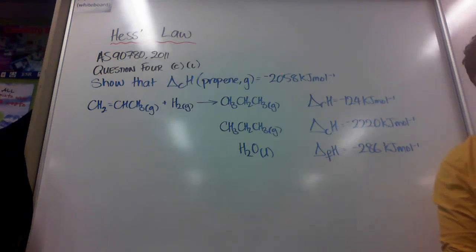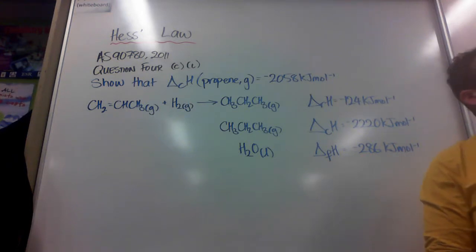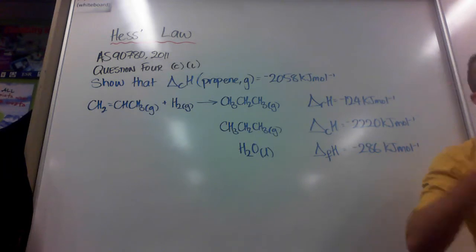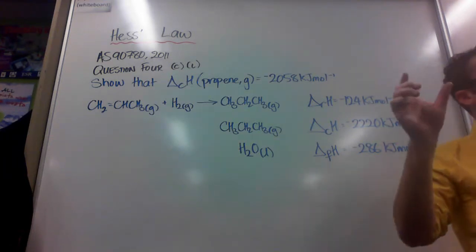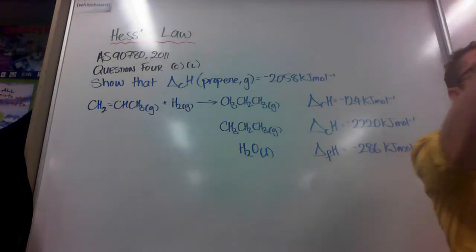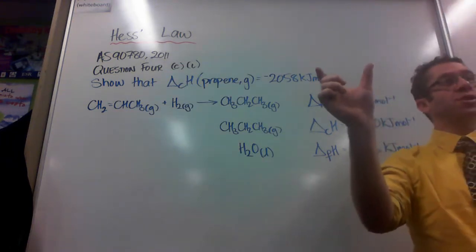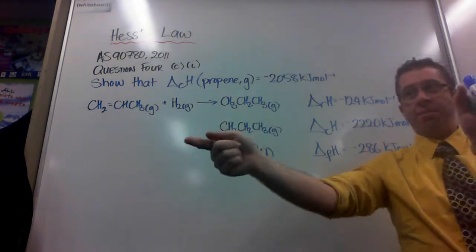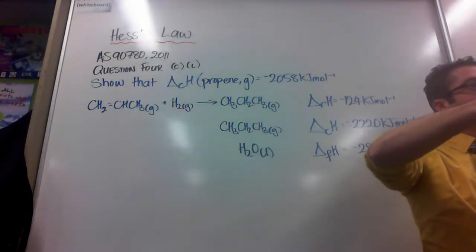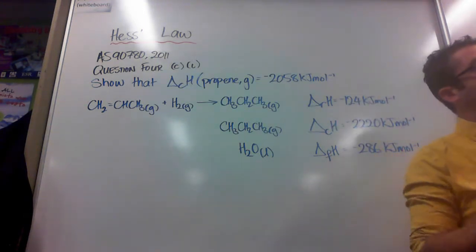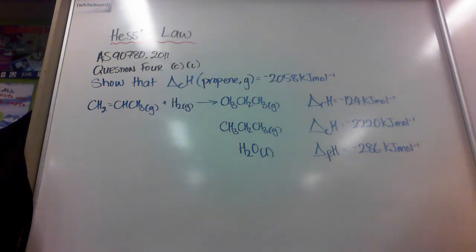If I was to partially burn it, I'd make carbon monoxide. Then if I was to burn the carbon monoxide in oxygen, I'd make carbon dioxide. If I add the enthalpies of those two reactions together, carbon to carbon monoxide and carbon monoxide to carbon dioxide, that equals the same as going from carbon directly to carbon dioxide. So you can break any reaction up into the bits that make it up. And this is Hess's law, basically.